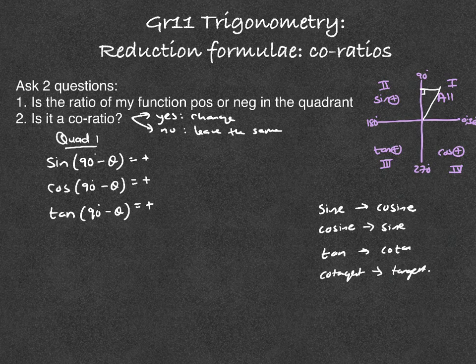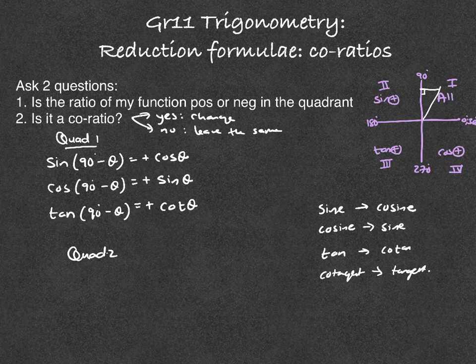Okay, so what's the co-ratio of sine? That will be cos. So it will be cos of theta. What is the co-ratio of cos? That would be sine of theta. What's the co-ratio of tan? That will be cot. Okay, let's look at quadrant 2.